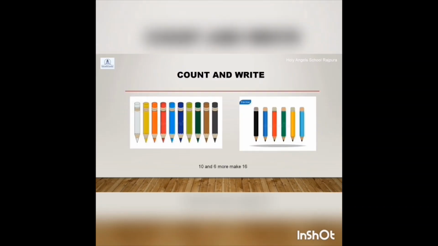Count and write. Children, here we have to count total how many pencils are there. In the first group there are 10 pencils and in another group 6 pencils are there, and we have to count total how many pencils are there. 10 and 6 more makes 16. How will you count? 10 in the mind, take out 6 fingers. 10, 11, 12, 13, 14, 15, 16. Yes, 16 pencils.